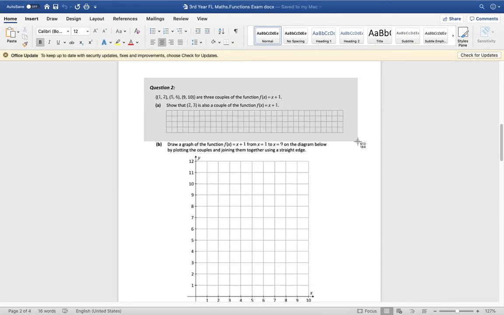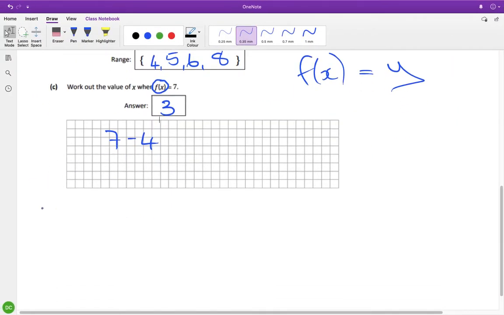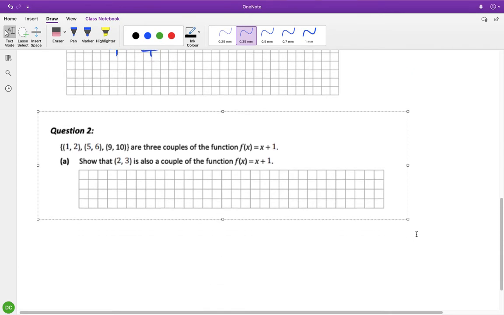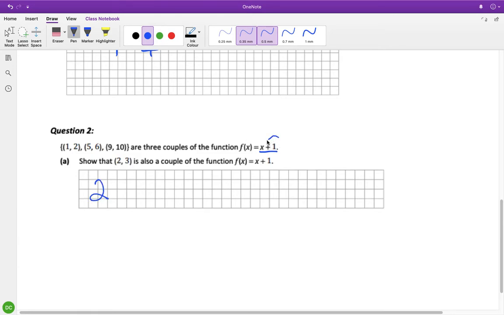Question 2. So 1, 2, 5, 6, 9, 10 are 3 couples, and the function is x plus 1. Show that 2, 3 is also a couple. So we take the one on the left, which is the 2. We do what it says, which is to plus 1, and we should get the one on the right. And 2 plus 1 is 3, which is correct.